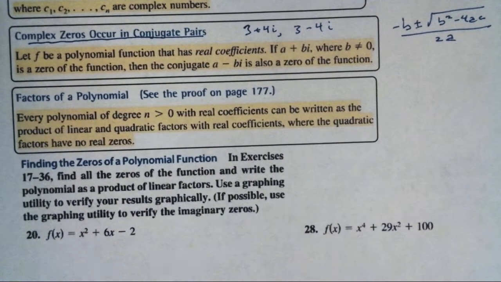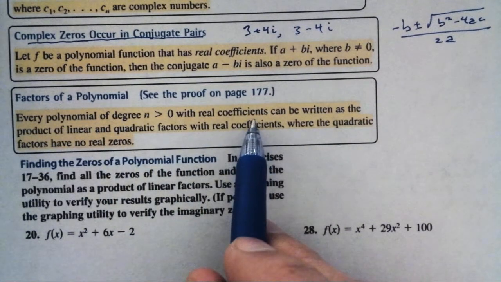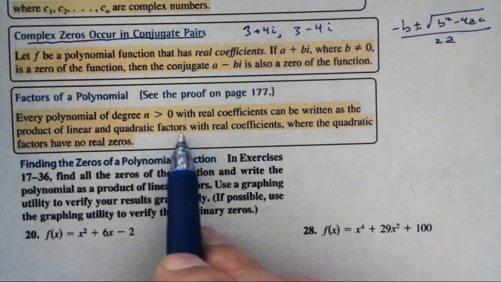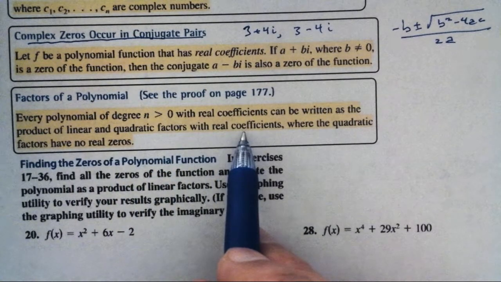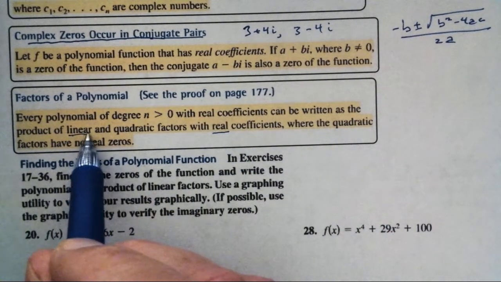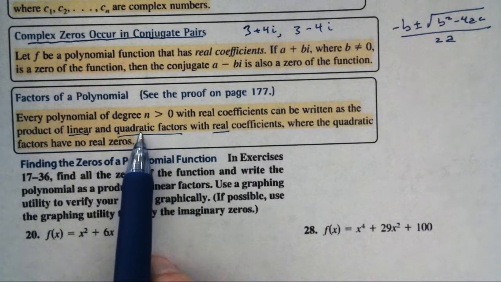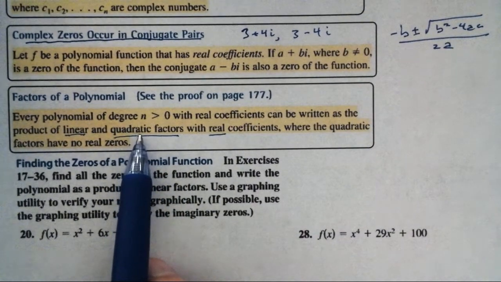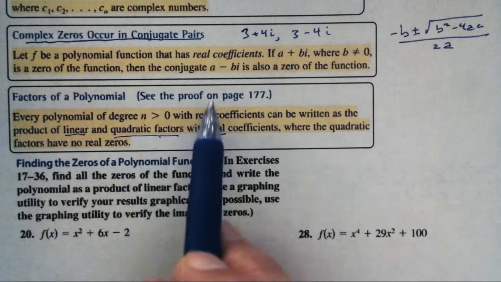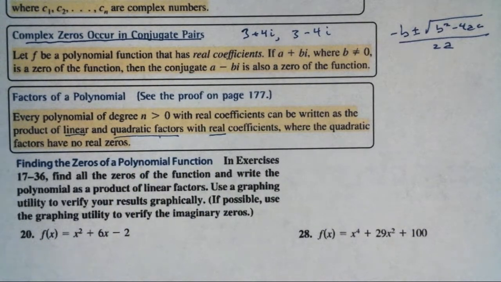And factors of a polynomial: every polynomial of degree n greater than 0 with real coefficients can be written as the product of linear and quadratic factors with real coefficients. Now, we'd have linears and then we'd have quadratics in there, but if we went to the quadratic formula on some of those, if we tried to factor them, we might need to add in our complex numbers, where the quadratic factors have no real zeros.